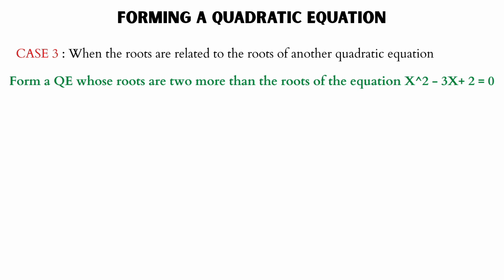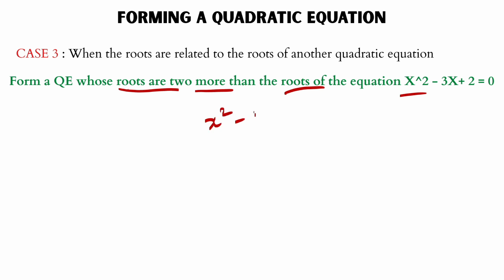Now what is case 3? Case 3 is when the roots are related to the roots of another quadratic equation, which means we will solve this and you will understand better. So form a quadratic equation whose roots are 2 more than the roots of the quadratic equation which is given. So here if you observe, the roots of this equation are 2 more than the roots of another quadratic equation. So it is dependent, right? It is related to another quadratic equation.